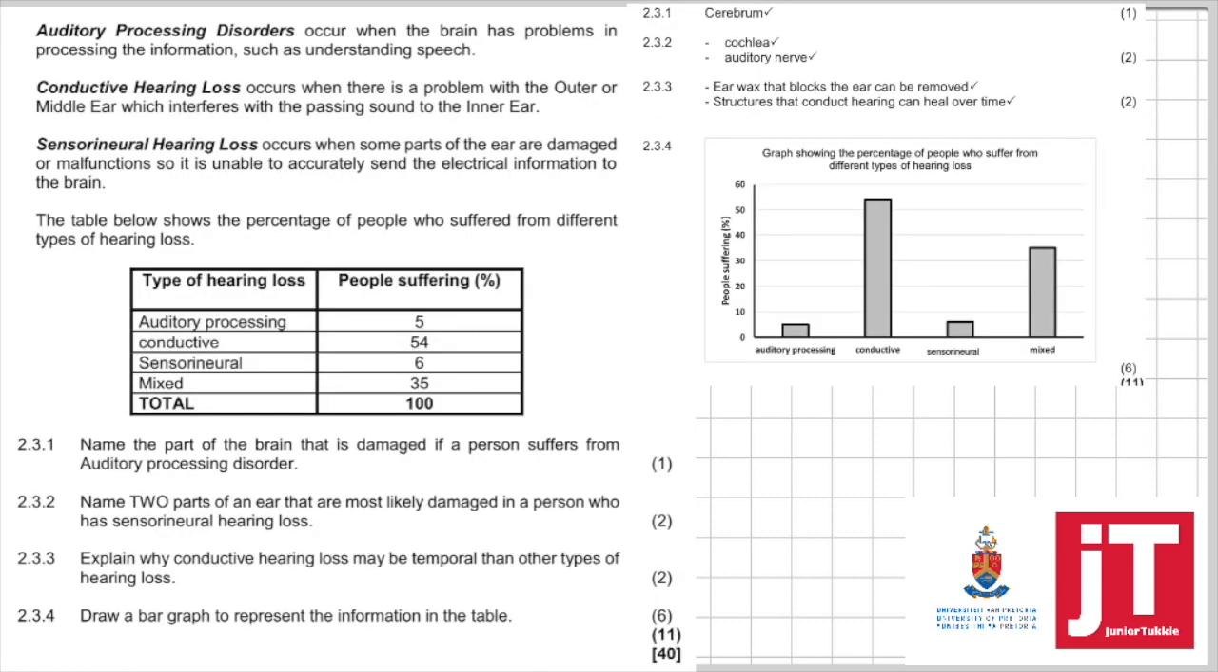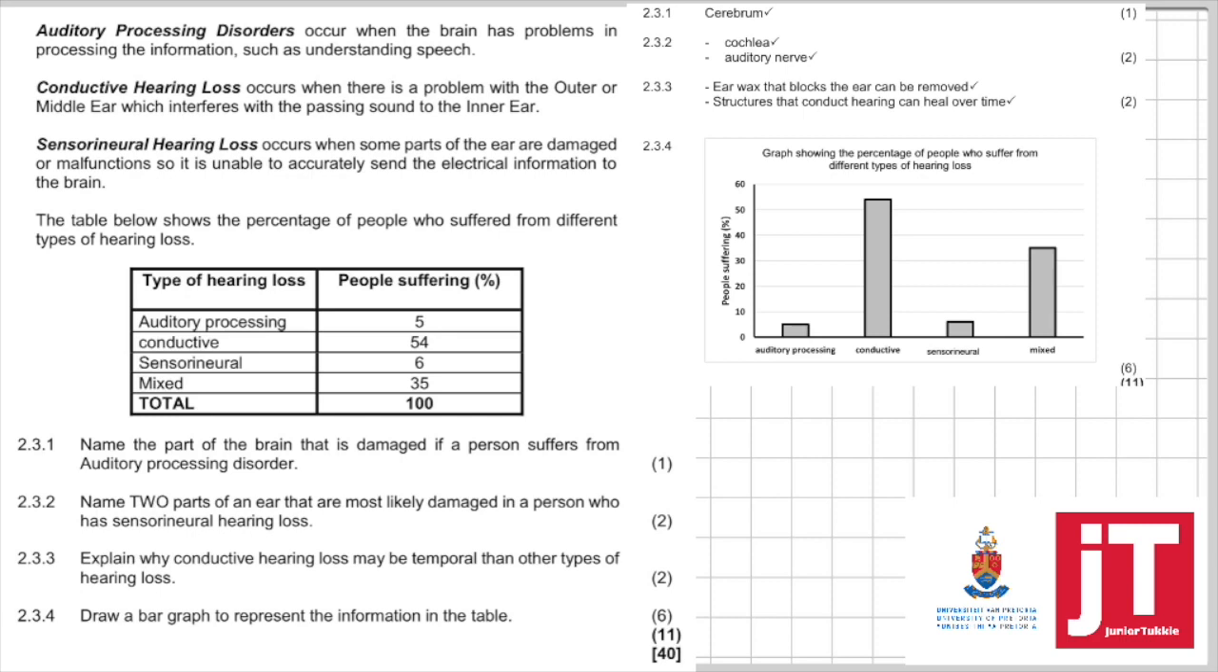Right. Next question, 2.3. Auditory processing disorders occur when the brain has problems in processing information such as understanding speech. Conductive hearing loss occurs when there is a problem with the outer or middle ear, which interferes with passing sound to the inner ear. Sensory neural hearing loss occurs when some parts of the ear are damaged or malfunction, so it is unable to accurately send the electrical information to the brain.